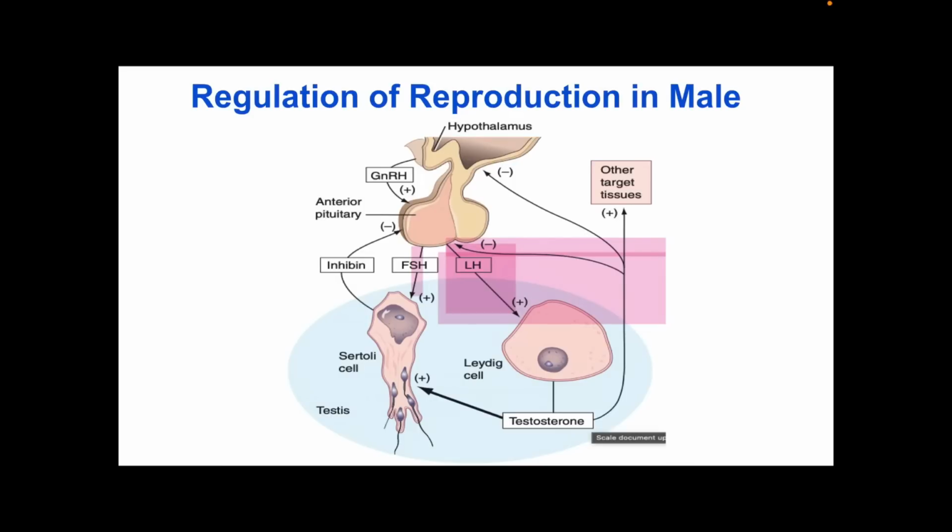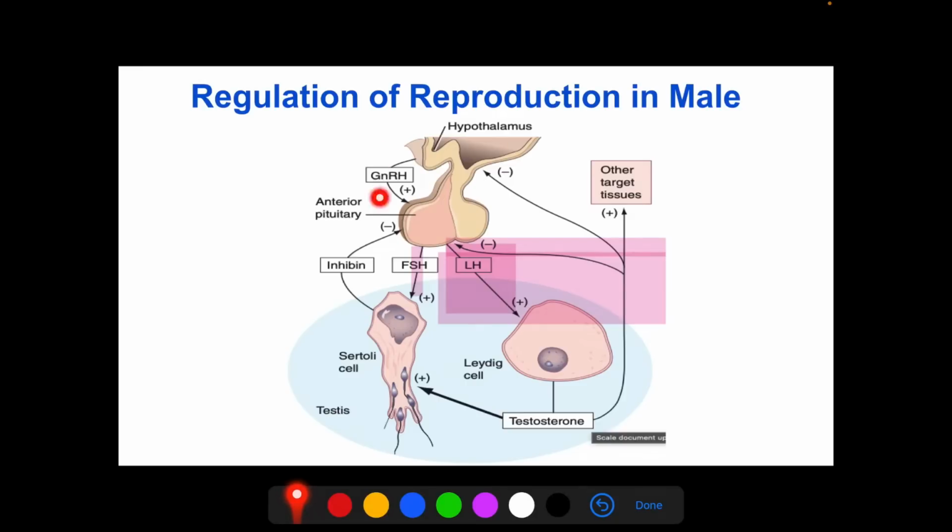Now this illustration shows the feedback loop of the regulation of reproduction in male persons. As you can see here, the hormone GnRH, or the gonadotropin releasing hormone, is synthesized from the neuroendocrine cells of the hypothalamus. This GnRH will bind to specific cell membrane receptors on the gonadotrophs in the anterior pituitary gland.